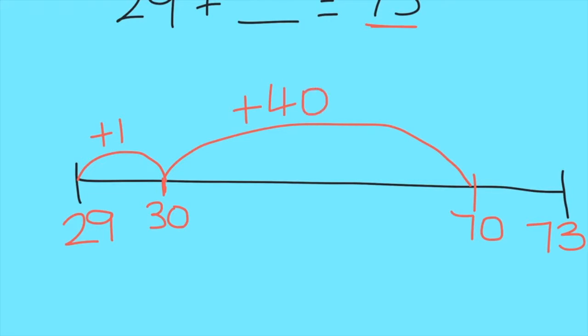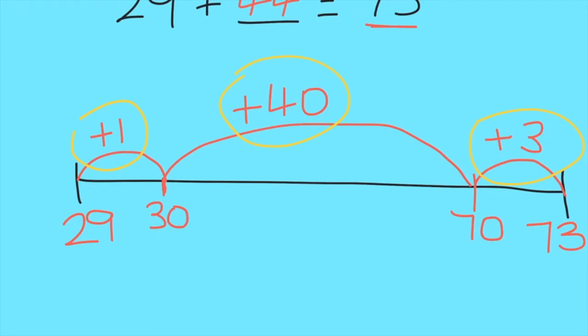The last thing I have to do is my final jump to 73, and I don't need to write anything because 73 is already written at the end here, but I do need to write how many I added, which is 3 more. I'm not quite finished because what I need to do now is add up everything that I've added, all of the jumps. So I've added 1, 40, and 3, which means I've got 41 and 3 more is 44. So my answer is 44. So 29 plus 44 equals 73.